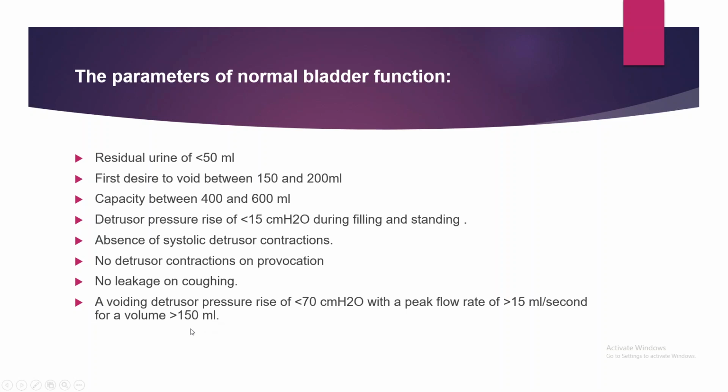So when this voiding volume is more than 150 ml, then only there is any meaning for this peak flow rate and detrusor pressure rise. If the volume is less than 150 ml, you can't interpret any voiding graph. So remember that for interpreting any voiding graph, the voided volume should be more than 150 ml, and during voiding phase, detrusor pressure should be less than 70, and flow rate should be more than 15 ml per second. Clear now for these values?